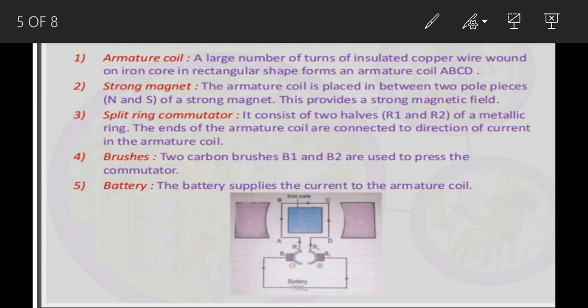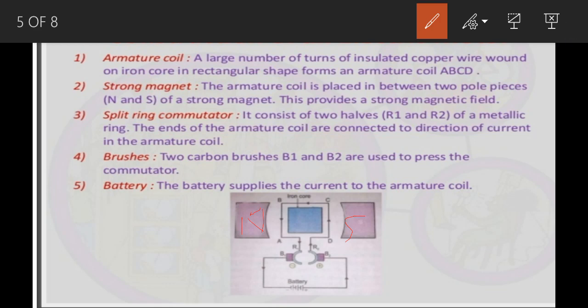When we discussed magnetic field lines, we saw that outside the magnet, the magnetic field lines always move from north pole to south pole. Inside the magnet, they move from south to north. Now these are outside, so the magnetic field will always move from north pole to south pole. If we consider this as north pole and this as south pole, then we are going to get the answer for this figure.